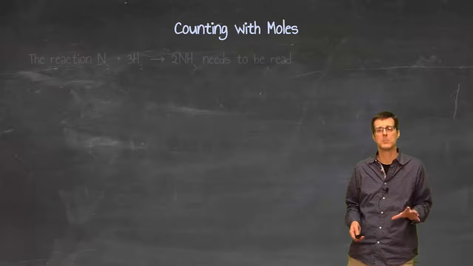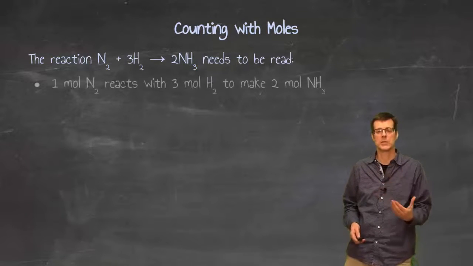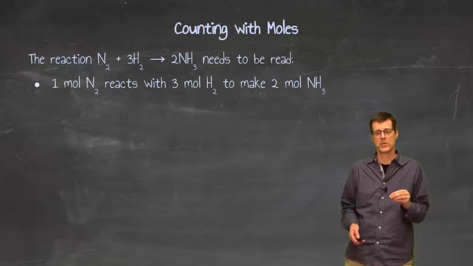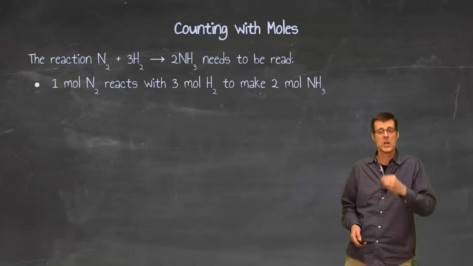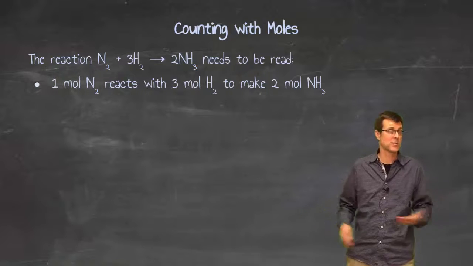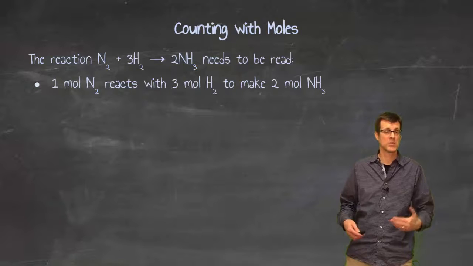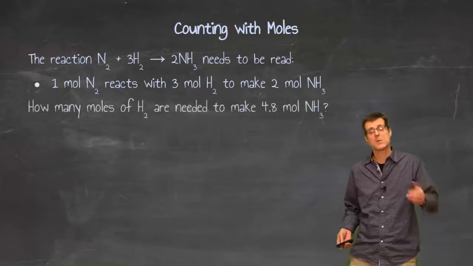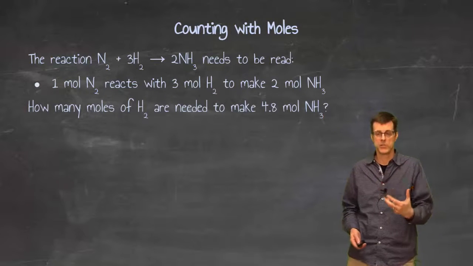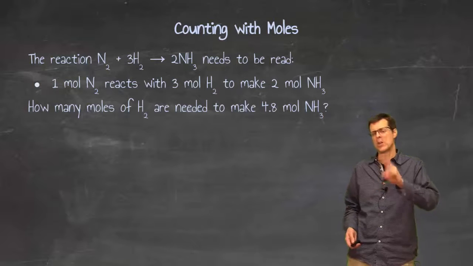All right, let's talk about moles. I'm going to take that same reaction, and I'm going to read it a bit differently. I'm going to read it as 1 mole of nitrogen reacts with 3 moles of hydrogen to make 2 moles of NH3. Exactly the same reaction, exactly the same ratio, exactly the same numbers. Now I'm just talking about moles instead of molecules, but nothing else has changed. So now I could ask almost exactly the same question, except how many moles of hydrogen are needed to make 4.8 moles of NH3?